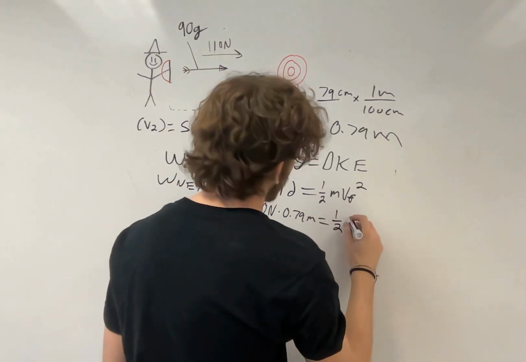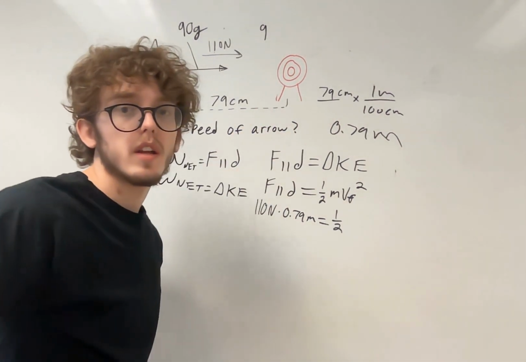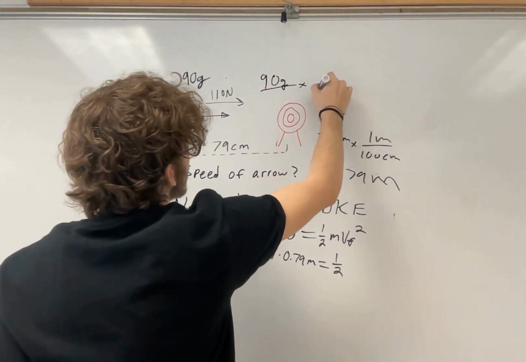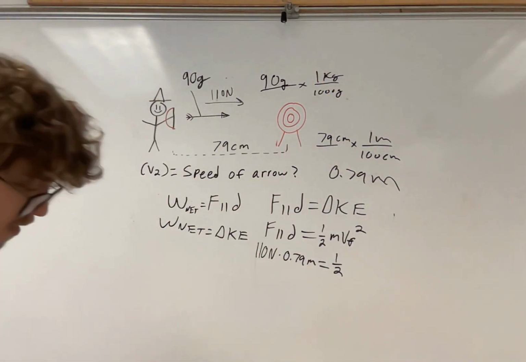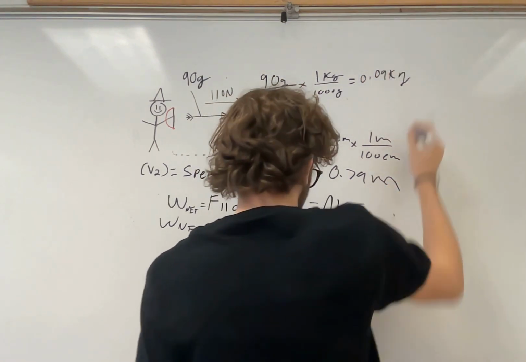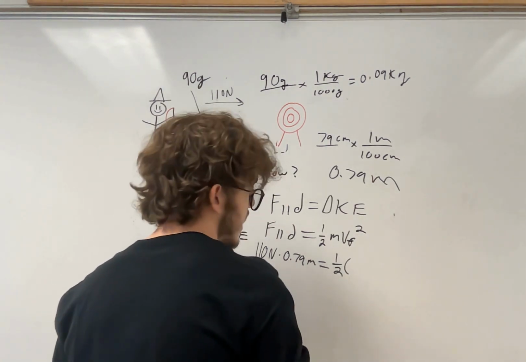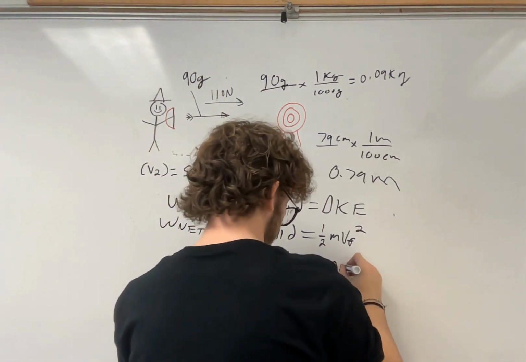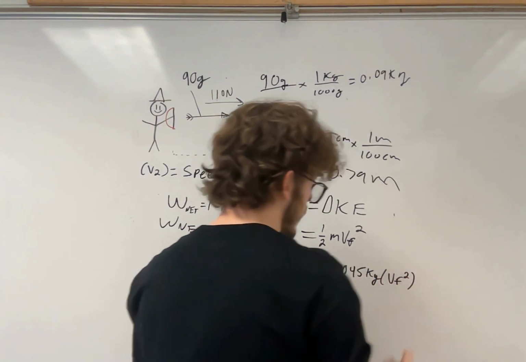1/2 mass, and our mass is 90 grams. We do the same style of conversion here, and let me bring the camera up just a tad. We know 1,000 grams is equal to a kilogram, so we do the simple math here. We get a mass of 0.09 kilograms. We can take this one step further and halve the mass to simplify 1/2 mass, and we get 0.045 kilograms, and that's equal to velocity final squared.